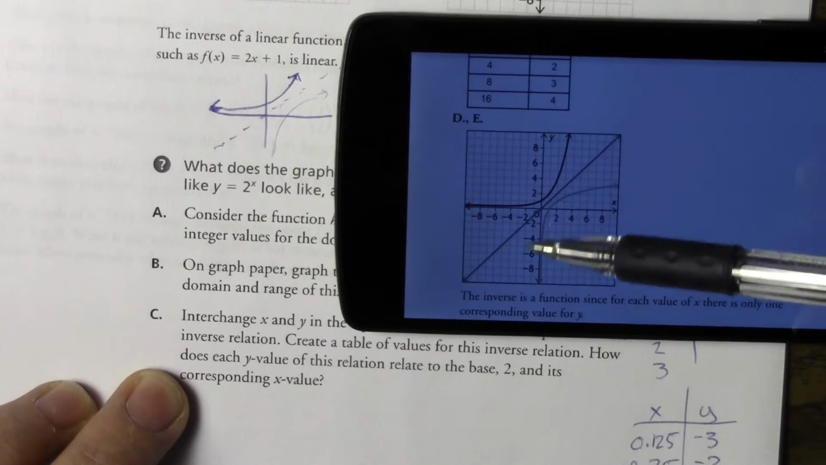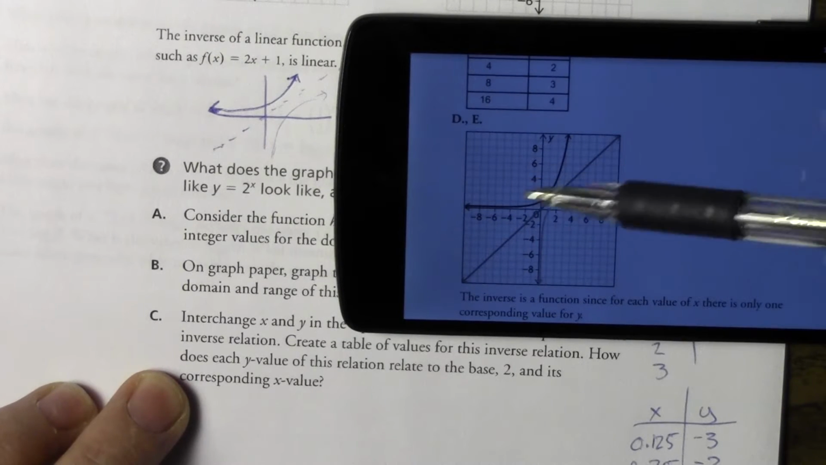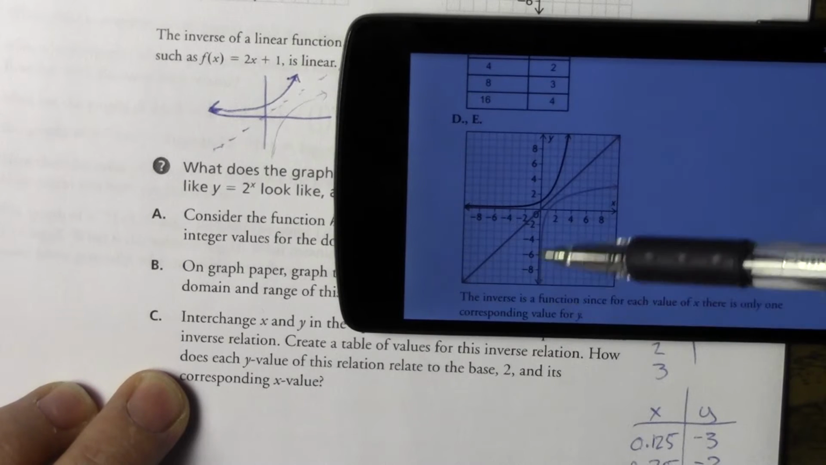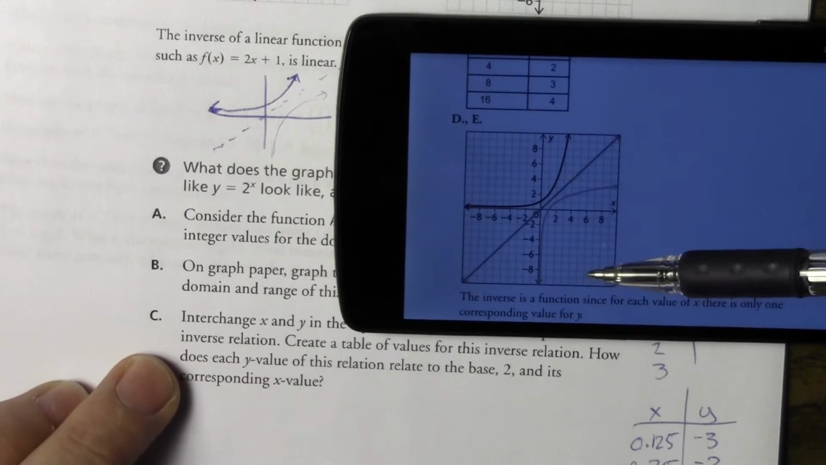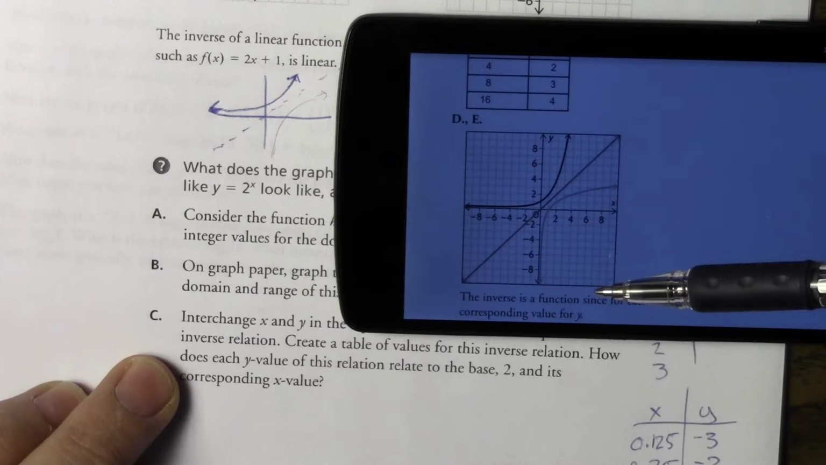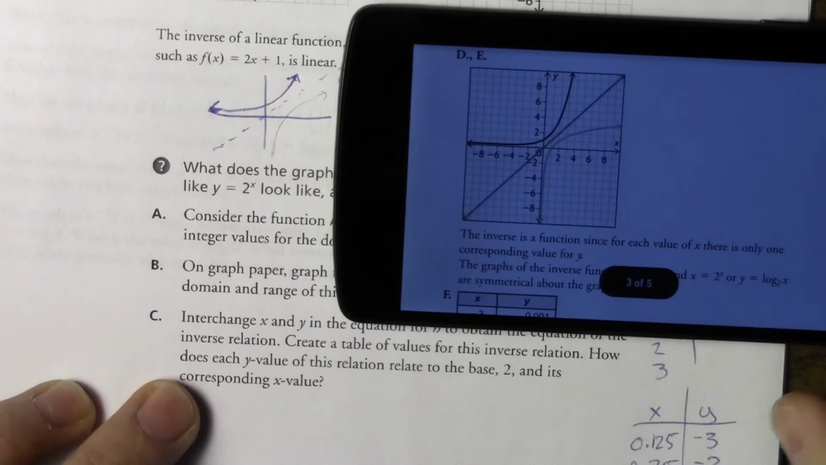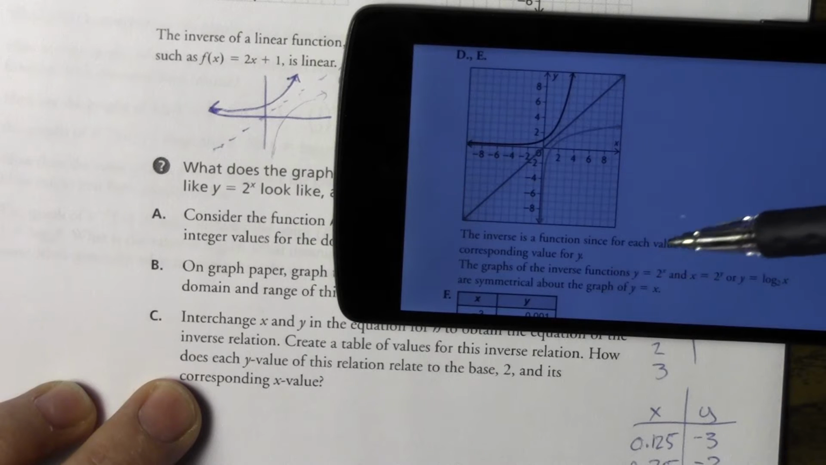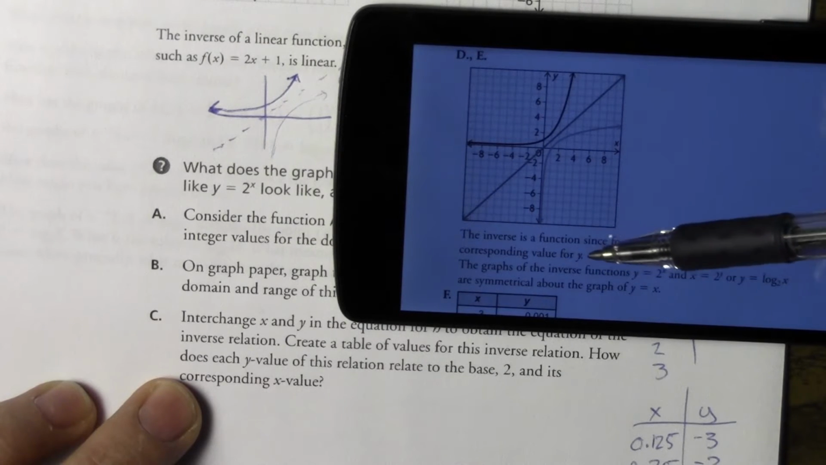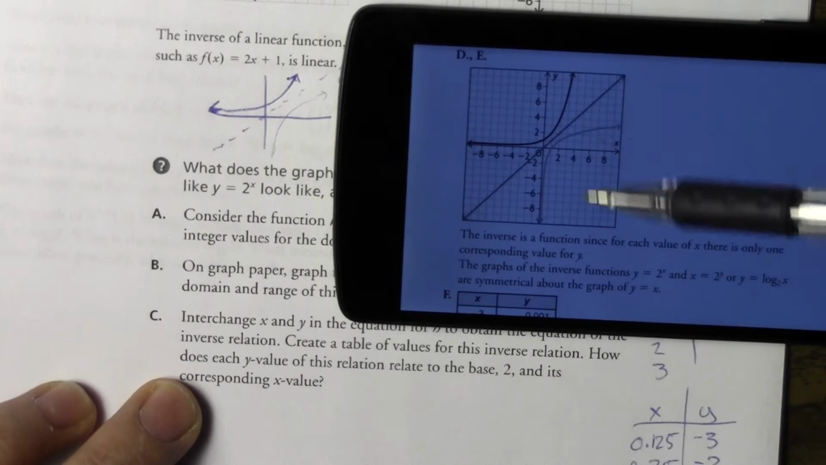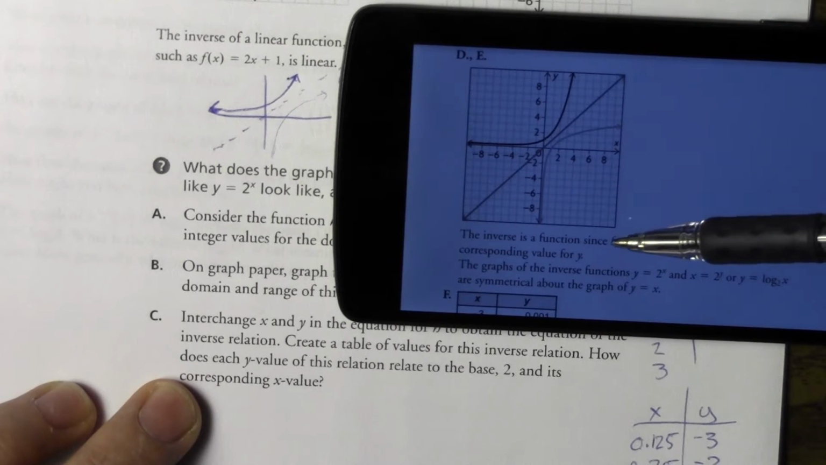Okay, so now we see that the inverse of an exponential function is reflected across the axis of y equals x. So far, up till now, it's basically been a review. So the inverse is a function since for each value of x there's only one corresponding value of y, so it's definitely still a function if we were to do the vertical line test.